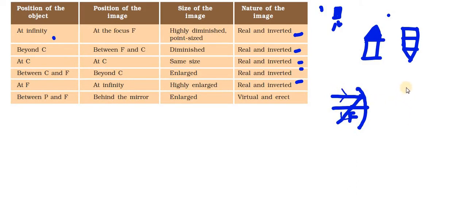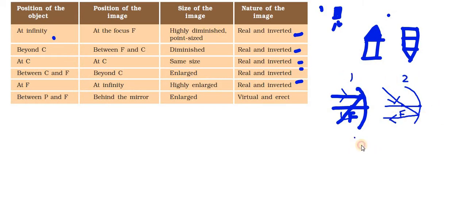The second rule is when a ray passes through the focus, after that it will reflect back parallel to the principal axis. This is the second rule, and that was the first rule.